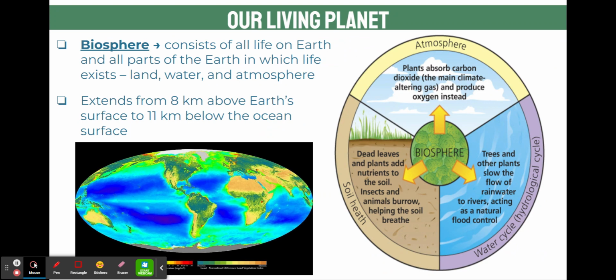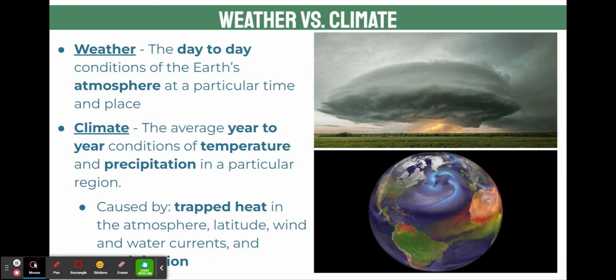Okay, so this should be a review from bio and chemistry, but this is just a review of life on Earth and the biosphere, which you should have covered in your ecology unit when you took biology. So, what is the biosphere? It's all parts of life on Earth where life exists. It's land, water, and the atmosphere. It extends from 8 kilometers above Earth's surface to about 11 kilometers below the ocean surface. So, it's all life on Earth where life exists.